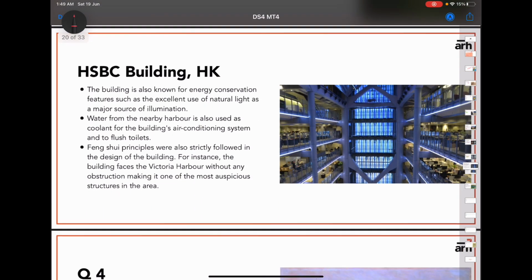Now it is also known for its energy conservation features, such as excellent use of natural light as a major source of illumination. Along with that, water from the nearby harbour is also used as a coolant for the building's air conditioning system and to flush the toilets. And Feng Shui principles were strictly followed in the design of the building. For example, the building faces the Victoria Harbour without any obstruction, making it one of the most auspicious structures in that area. Now, there is another building called Bank of China.